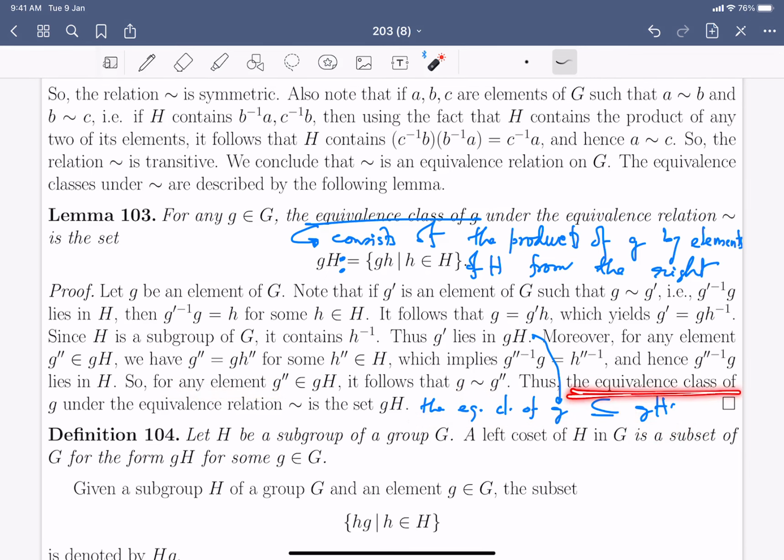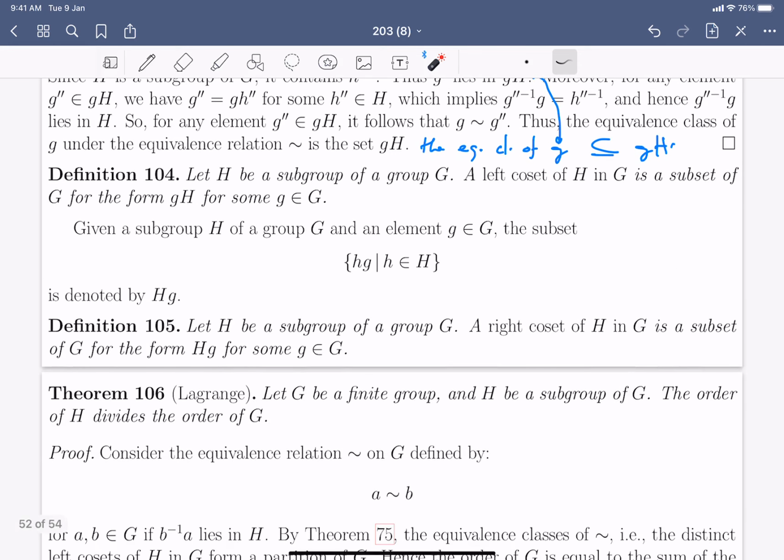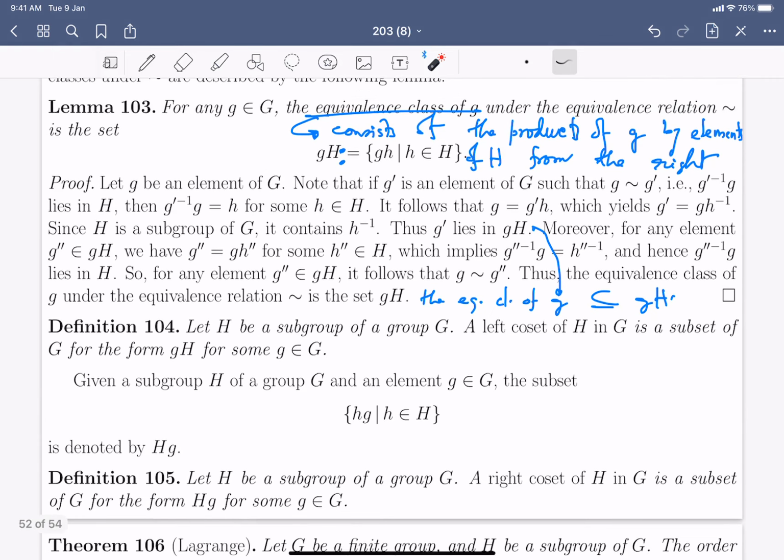Okay, so thus the equivalence class of g under this equivalence relation that you have defined a while ago is equal to this set gH, which consists of the products of g by elements of H from the right. Okay, great. So now it is time to define something interesting.